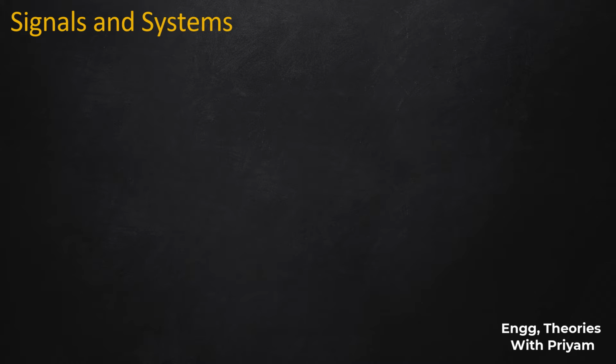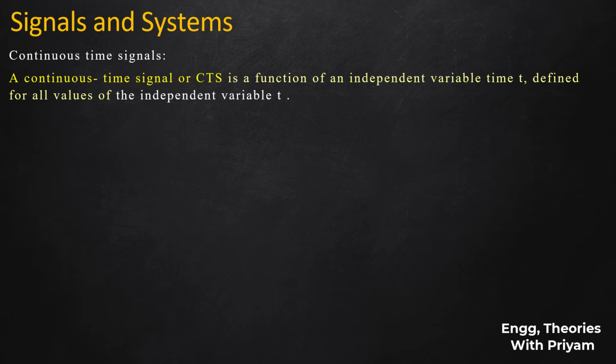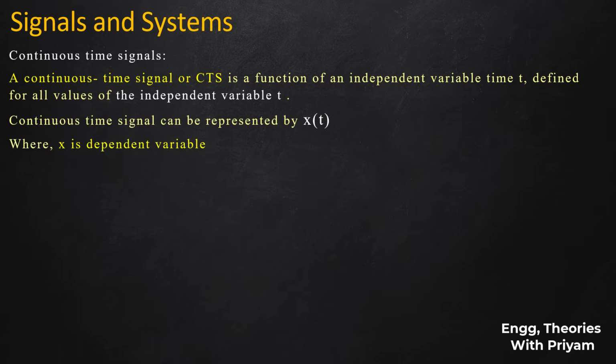In this lecture of signals and systems, we are going to discuss continuous time signals and discrete time signals. A continuous time signal, or CTS, is a function of the independent variable time t, and it is defined for all the values of the independent variable t. A continuous time signal can be represented by x(t), where x is the dependent variable and t is the independent variable.